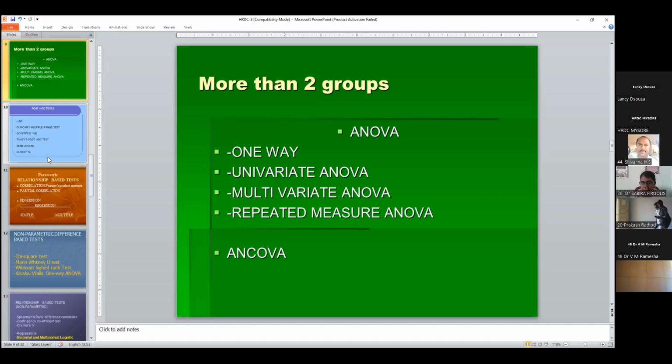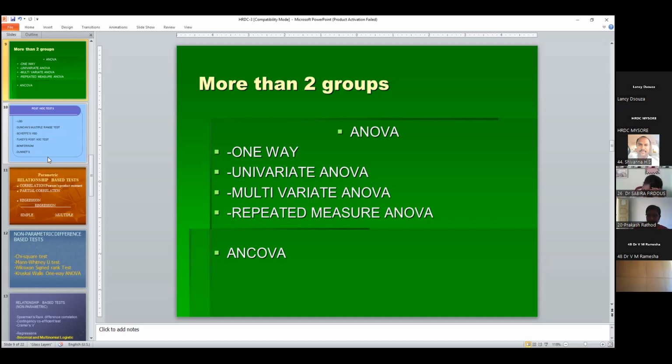So in univariate ANOVA, we use a minimum of 2 independent variables versus 1 dependent variable. If you use 2 independent variables, it becomes 2-way ANOVA. If you use 3 independent variables, it becomes 3-way ANOVA. If you use 4 independent variables, it becomes 4-way ANOVA. Depending upon the number of independent variables, you name it 1-way ANOVA, 2-way ANOVA, 3-way ANOVA, 4-way ANOVA, and so on.